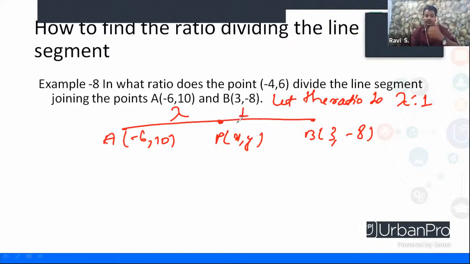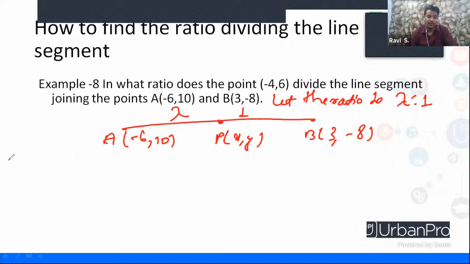When you take lambda is to 1, it will become easy for you to find the ratio. Otherwise, if you take m or n or any other variables, try to get only one variable, because that will be easy for you. If you take two variables, that will take much time and effort. So why waste your time in the exam? Just use this formula: we should assume the ratio to be lambda is to 1. Now see how it can be done.